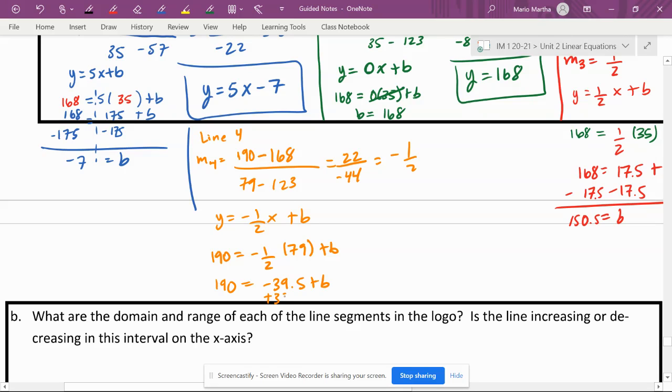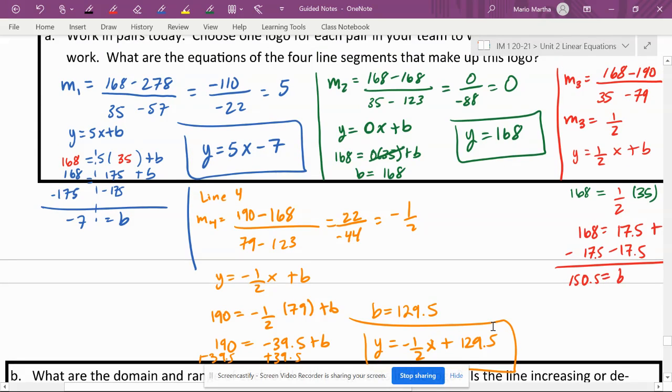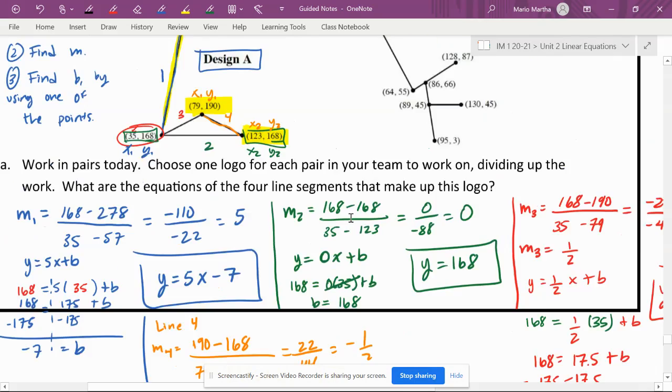So we add 39.5 to both sides, and that gives us a b value, which would be 129.5. So our equation would be y equals negative 1/2 times x plus 129.5. And that's pretty much the four equations for our design A.